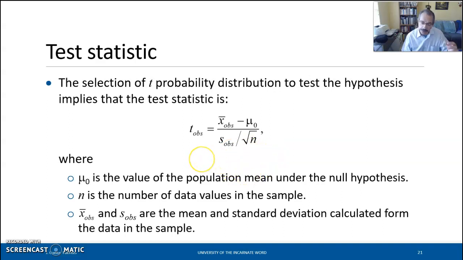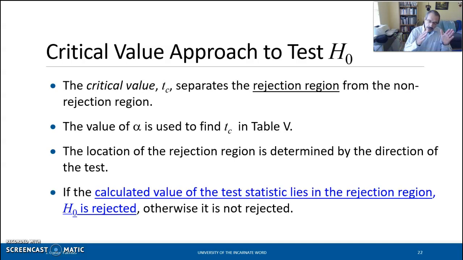OBS is the standard deviation calculated from the sample, and S is N is a number of values in the sample. So all of these numbers are known from the problem that we're given. All right, so now that we know what test statistic we're going to use, we can talk about the two approaches to make a decision about the null hypothesis.